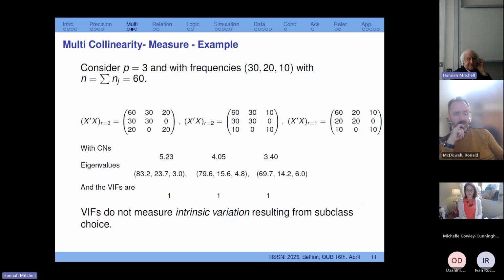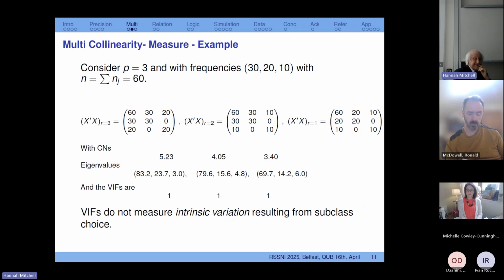So you can see the three cross product matrices which result with R equal to 3, R equal to 2, R equal to 1. And there are our condition numbers. And you notice that the smallest condition number is associated with R equal to 1, and R equal to 1 has the largest number of observations in that category.